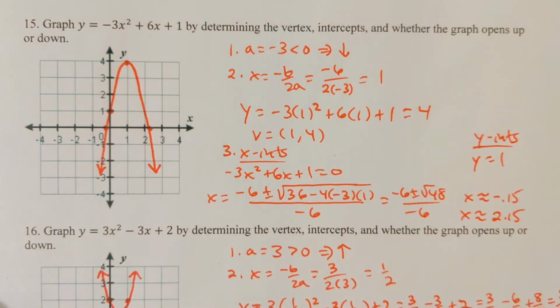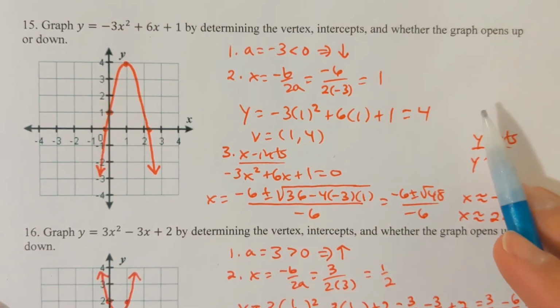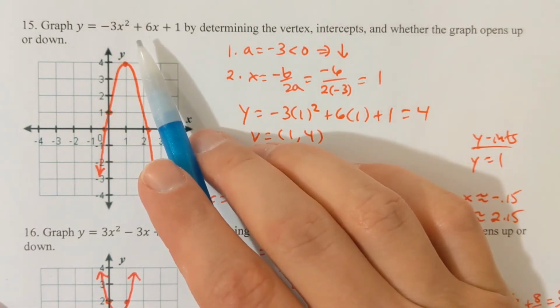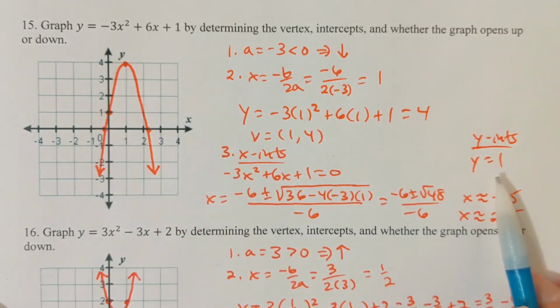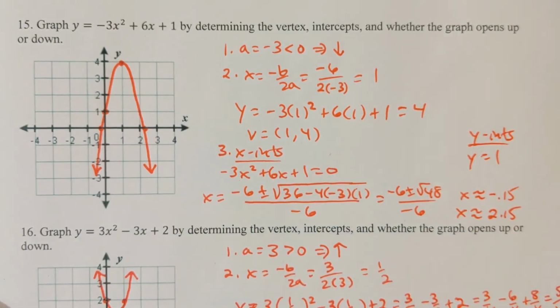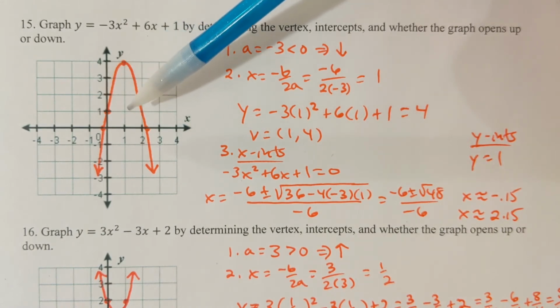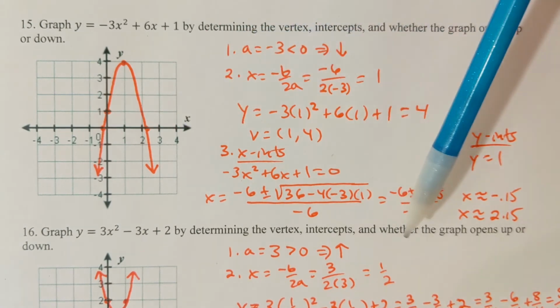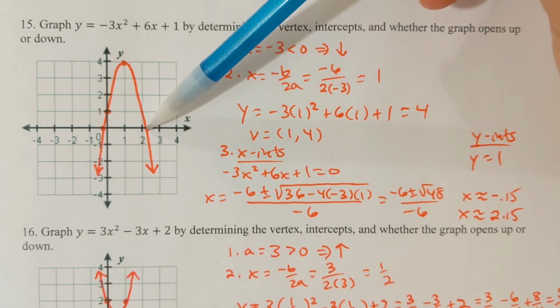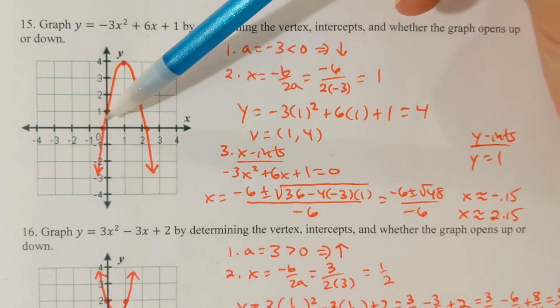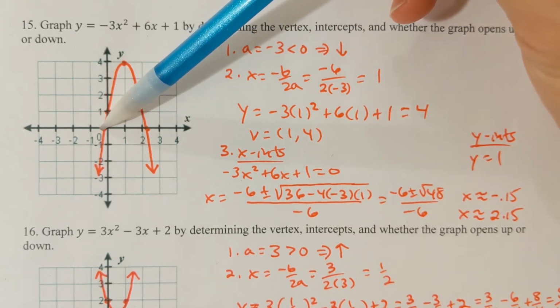And to get the y-intercept, I need to let x be 0. When I plug in 0, I get 1. So I'll go ahead and graph this now. I know I'm drawing a parabola. It's opening down. The vertex is at 1, 4, and I'll plot the intercepts now. So 2.15, 0, that'd be about right here. Negative 0.15, 0, that'd be about right here.